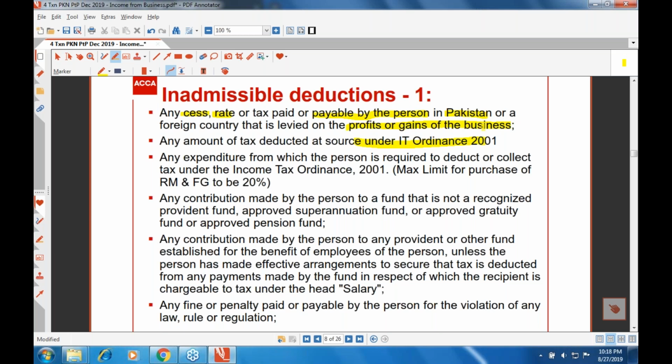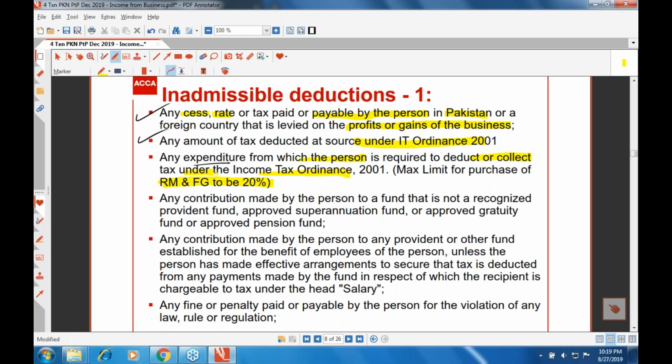Okay, so we are done with these two aspects. The third one of them is called any expenditure incurred from which the person is required to deduct or collect tax under income tax ordinance, maximum limit for purchase to be 20%. Now, let's try to understand what exactly this concept is. I'm going to explain this specific concept. Let's try and understand.